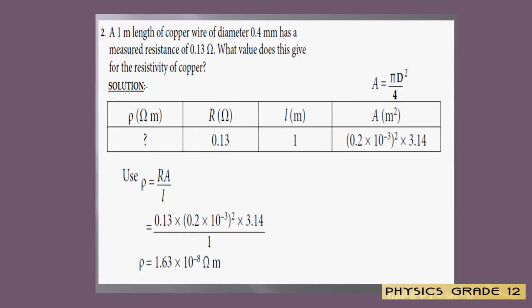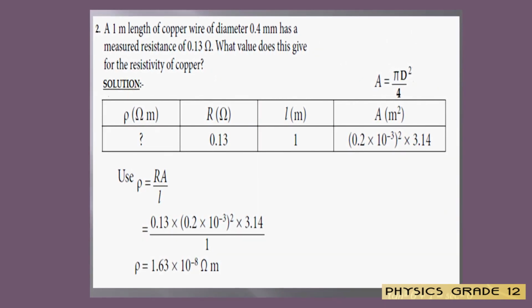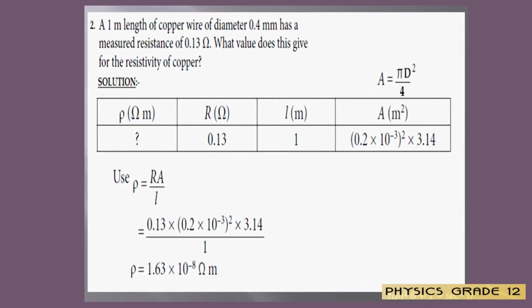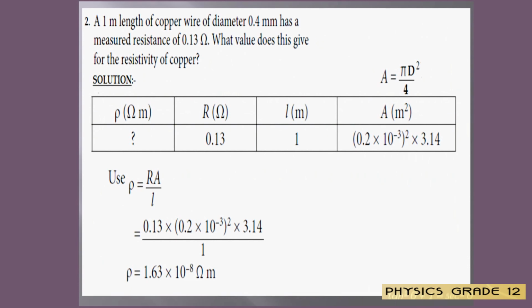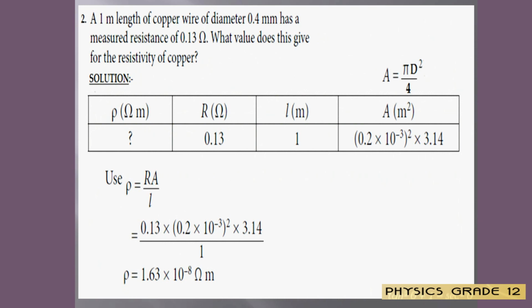Now let's try to solve the second problem. The second problem asks us to find the resistivity of a given material. The given material is copper. Through the copper wire, resistance is already given. The length and the area are already provided. Now let's try to collect those given variables. What are the given variables? Well, the length of the copper wire is given to be 1 meter.